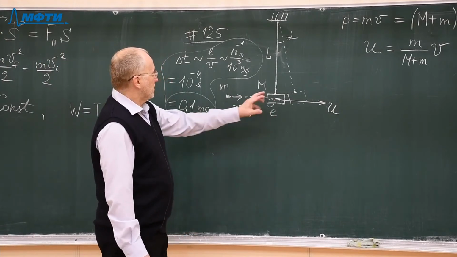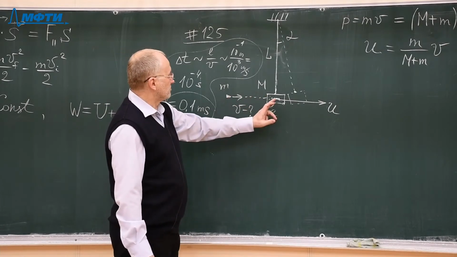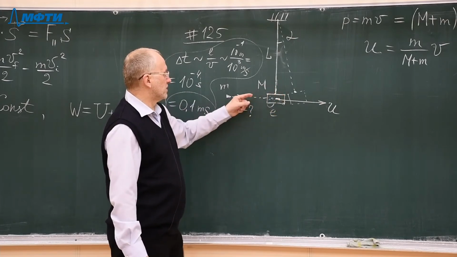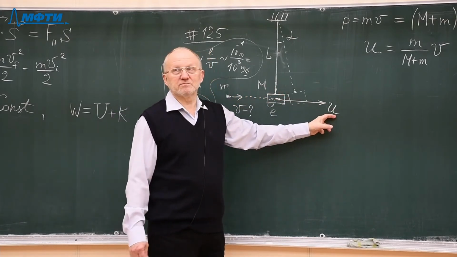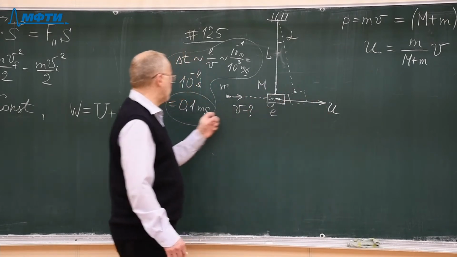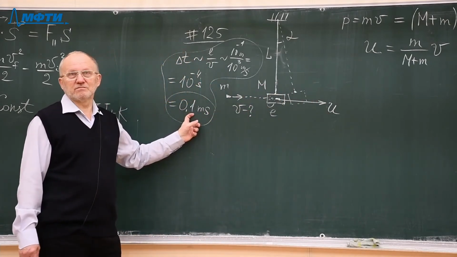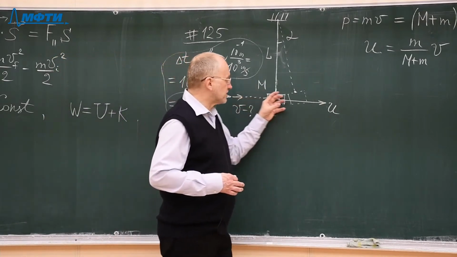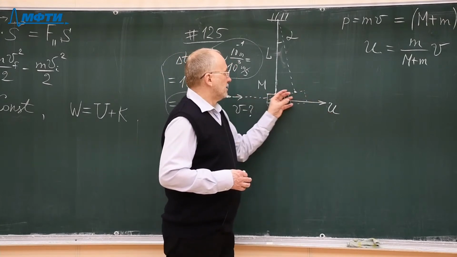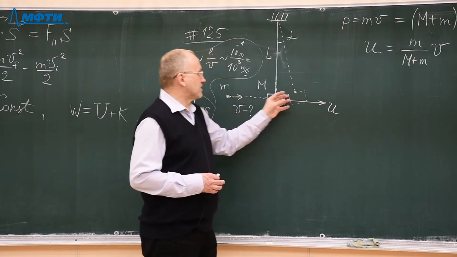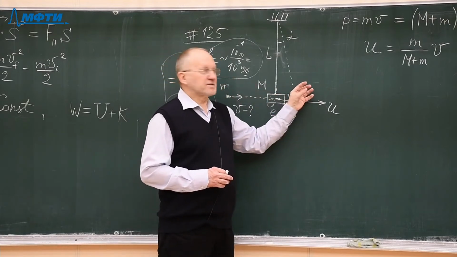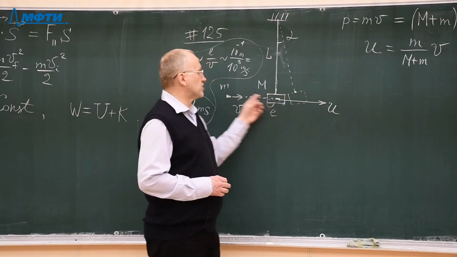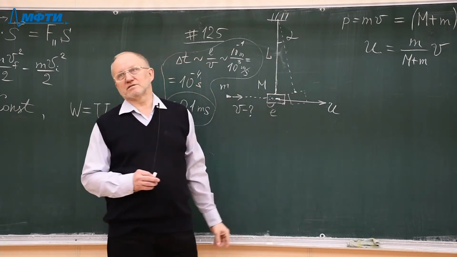So after the bullet got stuck inside the box, the box with the bullet starts moving with this velocity. And all this happens during a very small time interval. And then the box, as a heavy object, moves slowly with this velocity, and then it stops, and then it starts oscillating on a long string. This period of oscillation may be measured in seconds. It takes seconds.